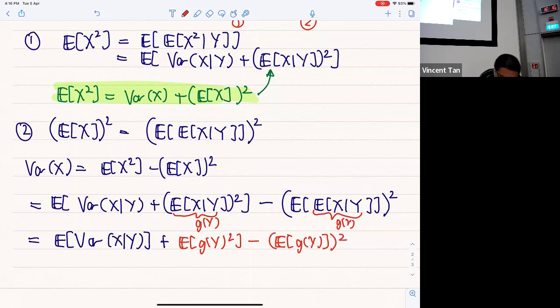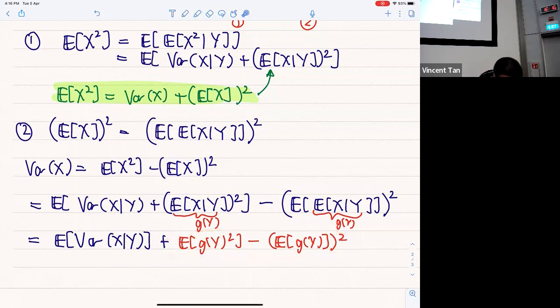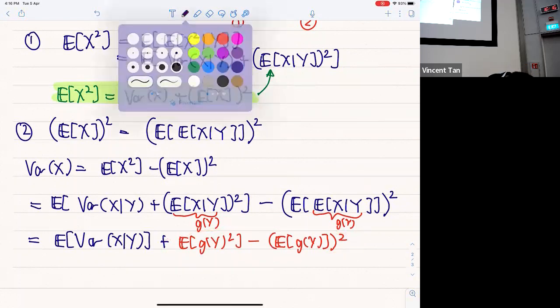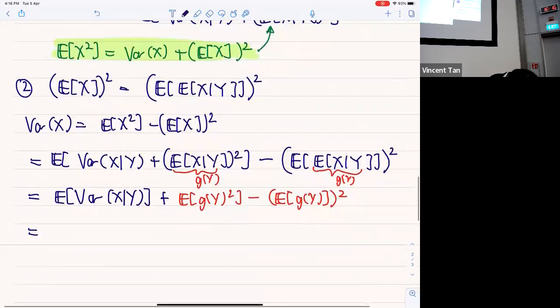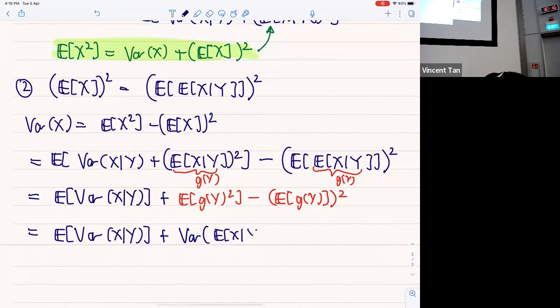And what is this thing here? What are these red things here? Very good, exactly. That is exactly the variance. So we have this first term here, which we are going to keep untouched. And we have the expectation of GY squared minus expectation of GY quantity squared. So this becomes variance of GY. But what is GY? I'm going to skip a step here. GY is the conditional expectation. And this justifies the whole thing.